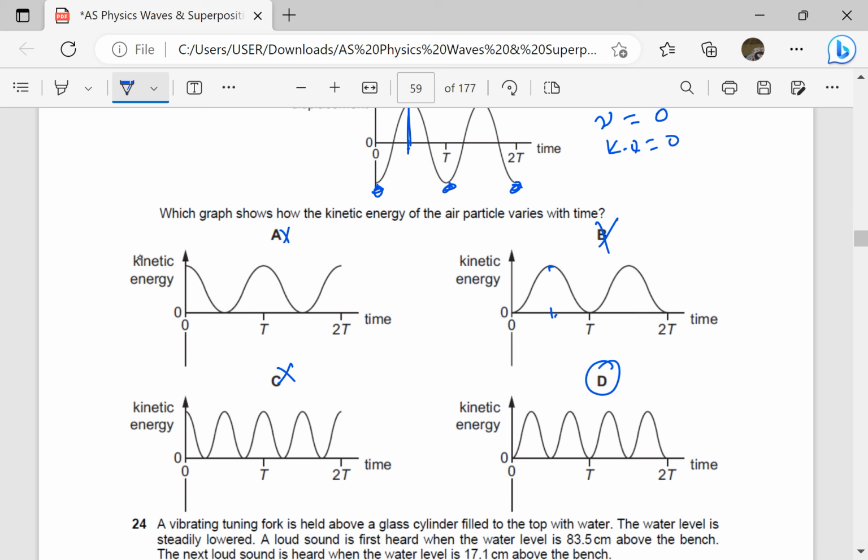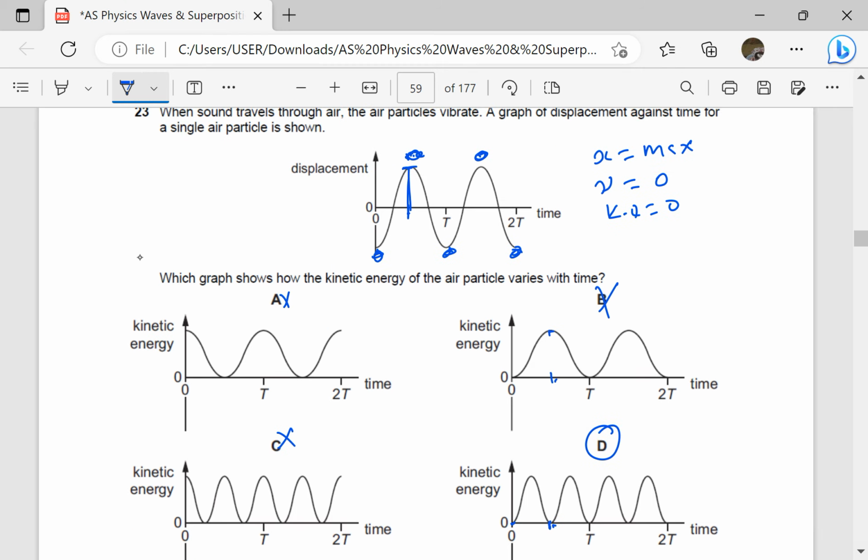Because D, we can see at T equals 0, kinetic energy is 0. At half T, kinetic energy is again 0. At T, it is again 0. At 3/4 of T, it is again 0. So the answer is D.